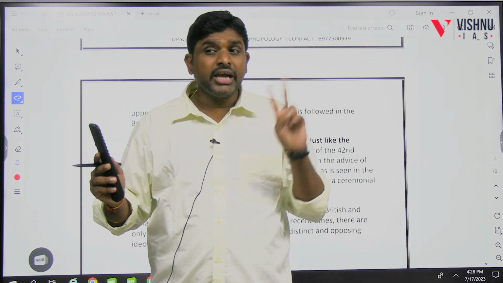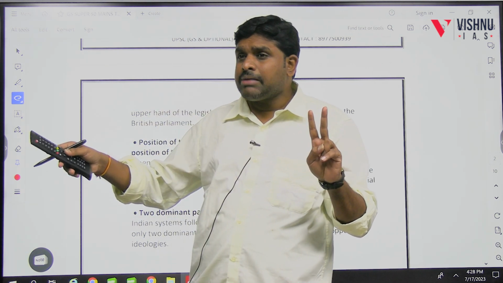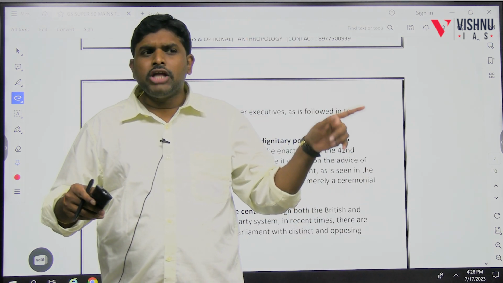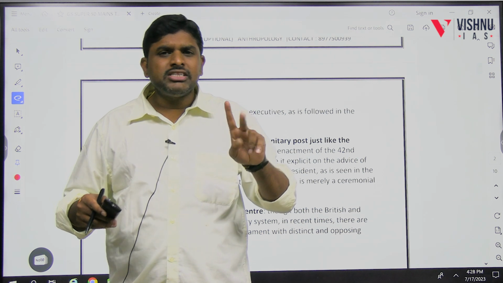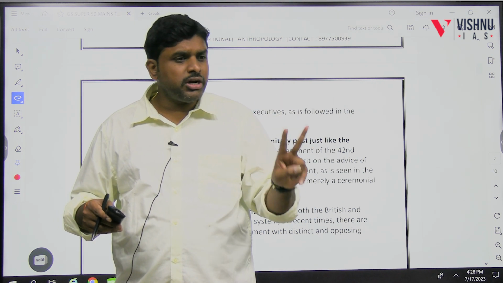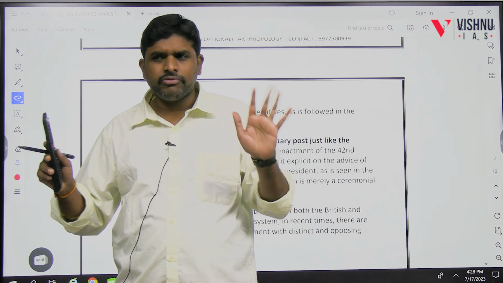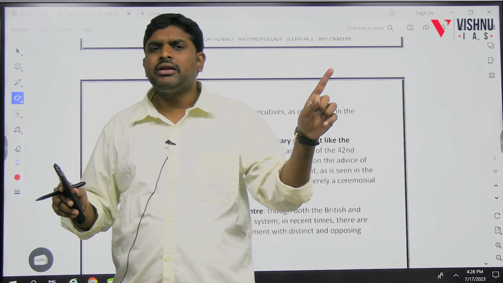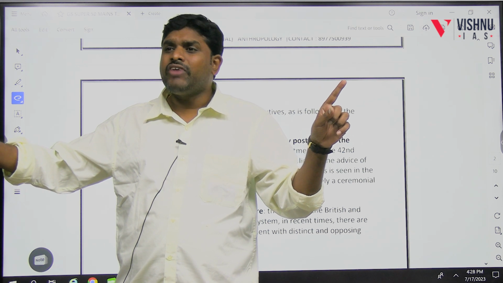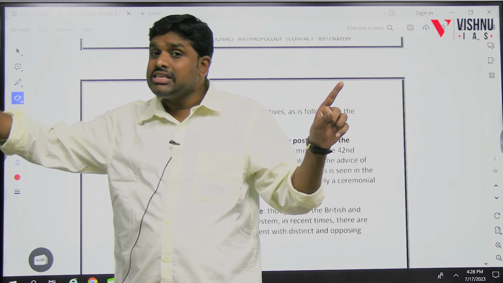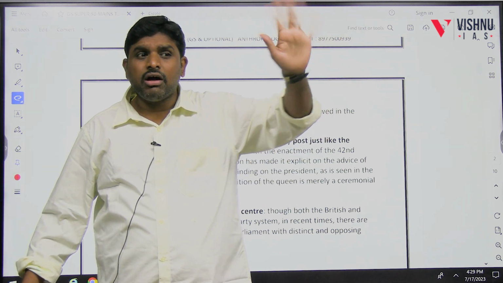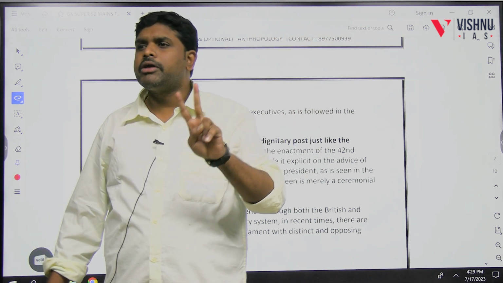Second difference. Here the Rajya Sabha is the representatives of the states. There, two bodies are there, one called the House of Commons, the other called the House of Lords. House of Lords means the upper house. Here the House of Elders is called Rajya Sabha. Rajya Sabha are the representatives of the states, but the House of Lords is not the representatives of the state.